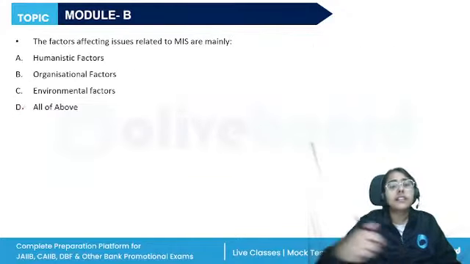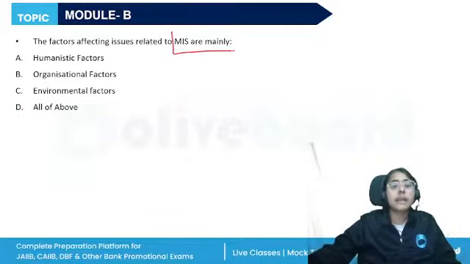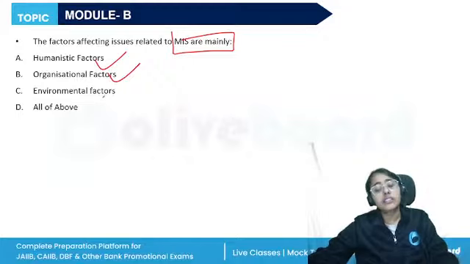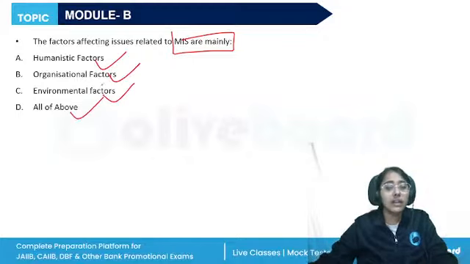Then the factors affecting issues relating to the MIS are mainly humanistic factors, organizational factors, environmental factors, or all of the above. Factors affecting MIS basically means that the success or failure of the MIS will depend on what? So, yes, it is going to depend on the humanistic factors like the lack of understanding of the needs of the users or participation of the managers or lack of accuracy of data.